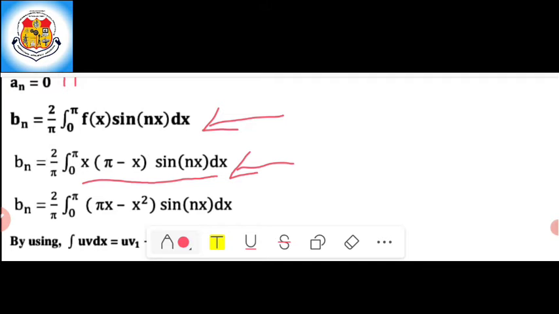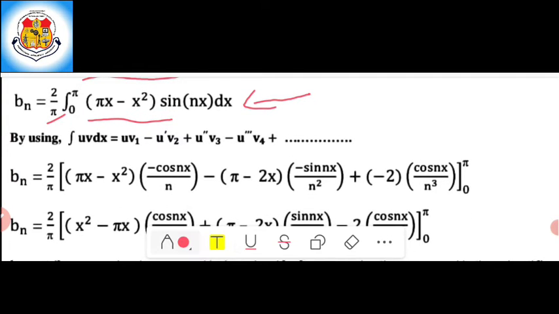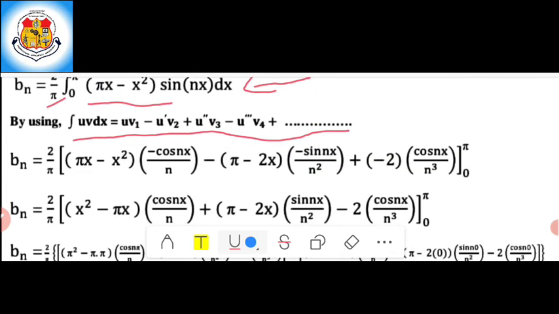Before finding the integration, we first multiply x into the bracket. So the next step is bn = (2/π) ∫ from 0 to π. By multiplying x into the bracket, the function becomes (πx − x²) sin nx. Again, by applying the formula here, we get the integration of the function.